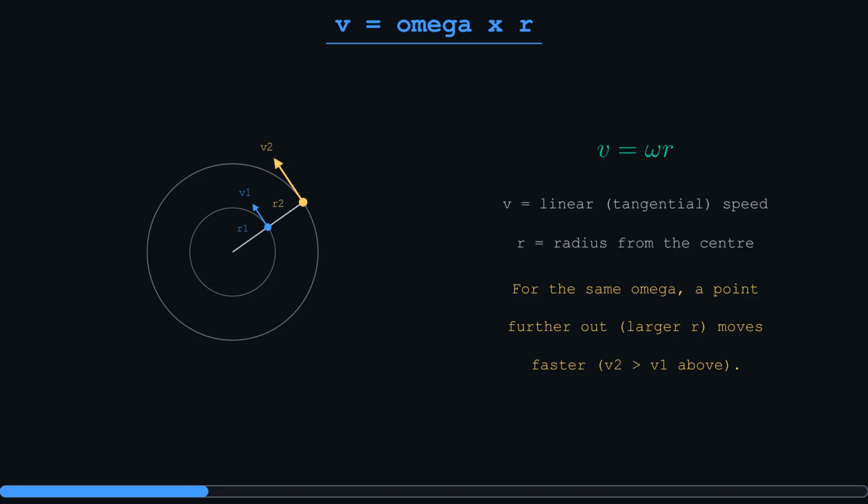Every point on a spinning object shares the same angular velocity, but their linear speed depends on how far they are from the center. Linear speed equals angular velocity multiplied by radius. Since both points here rotate with the same omega, the outer point, with the larger radius, moves through a greater distance each second, so it has a higher linear speed.